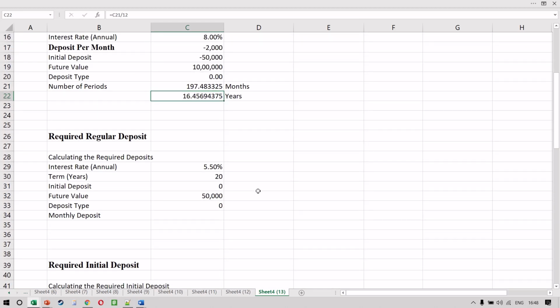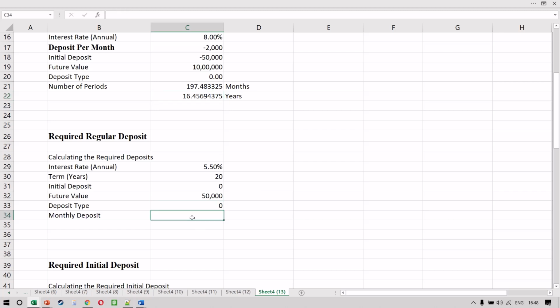To calculate the required regular deposit, remember we are doing this because the PMT function finds the extra amount to be deposited periodically into the investment so that we can reach our goal. So we are given a certain date where we have to reach the future goal and an initial amount to invest. So we want to find the required regular deposit.